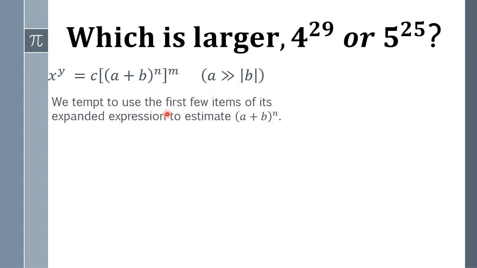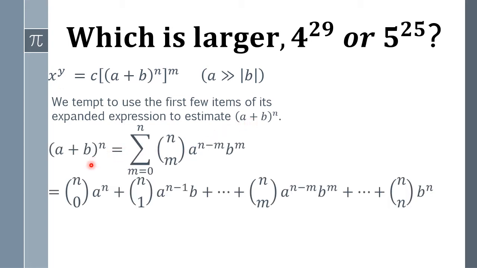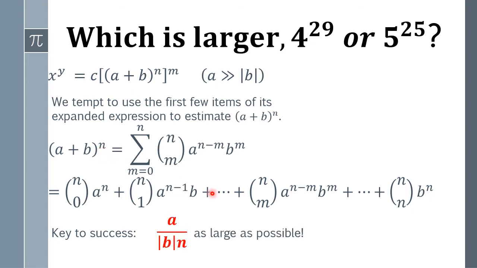We try to use the first few items of the expanded expression to estimate the value of (a plus b) to the nth power. This is its expanded expression. The first two items are most commonly used, but sometimes we might need to go further to have a closer estimation. The key to success is to carefully choose a, b, and n so that a over bn goes as large as possible.